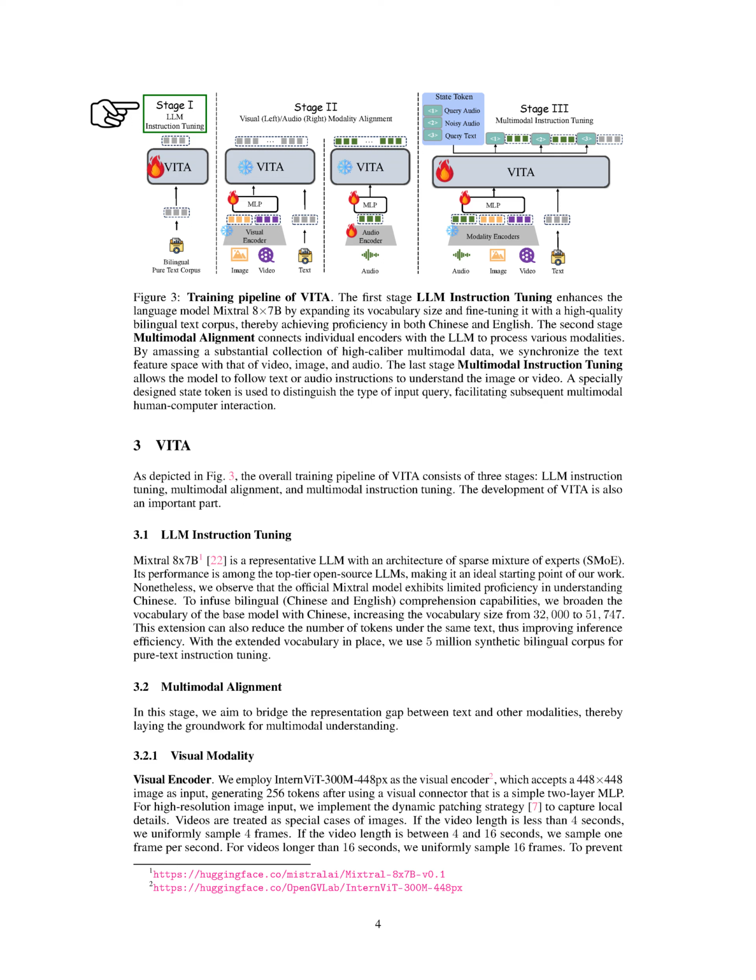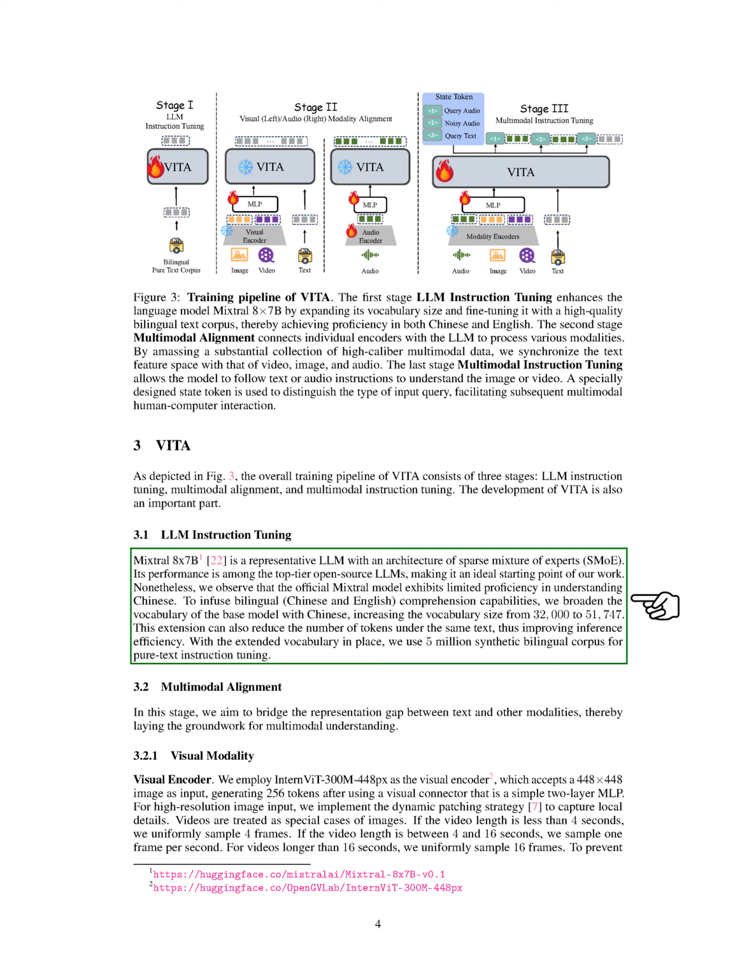Section: LLM instruction tuning. In this section, we discuss our approach to tuning large language models, LLMs, and aligning different modalities. We start with Mixtral 8x7b, a strong LLM based on a sparse mixture of experts architecture. While it performs well overall, we notice it struggles with Chinese comprehension. To address this, we expand its vocabulary from 32,000 to 51,747 words, which helps improve its bilingual capabilities and makes inference more efficient. We then use a synthetic bilingual dataset of 5 million entries for instruction tuning.